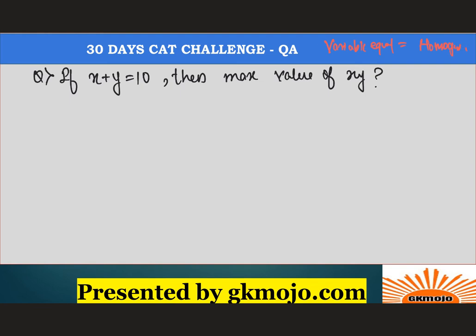So what is homogeneous? If x and y are interchanged, the expression still remains the same, right? If x and y over here are interchanged, the expression still remains the same. This is called homogeneous. And since they are homogeneous, we can say that the variables x and y are equal. If they are equal, then what is the value of x and y over here? x is equal to y is equal to 5.